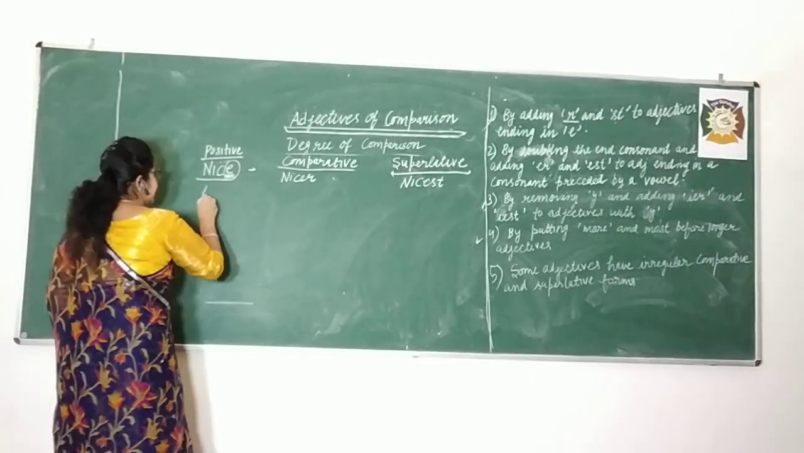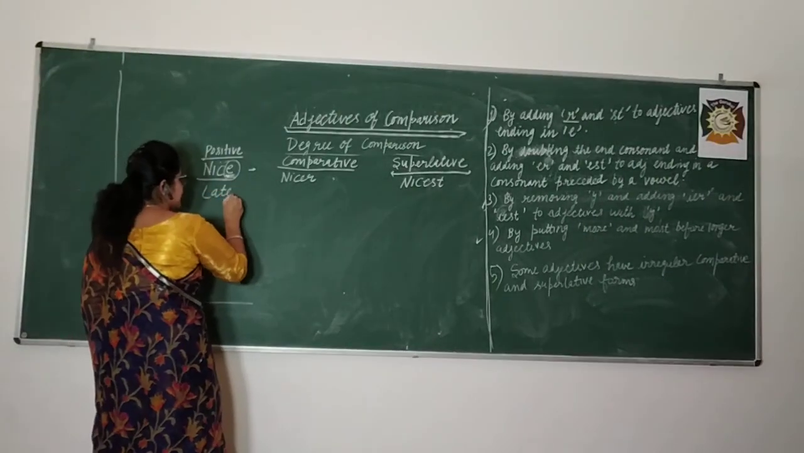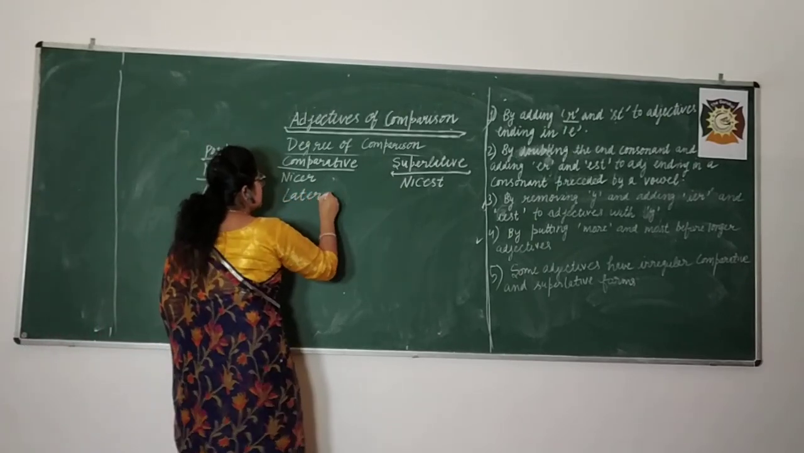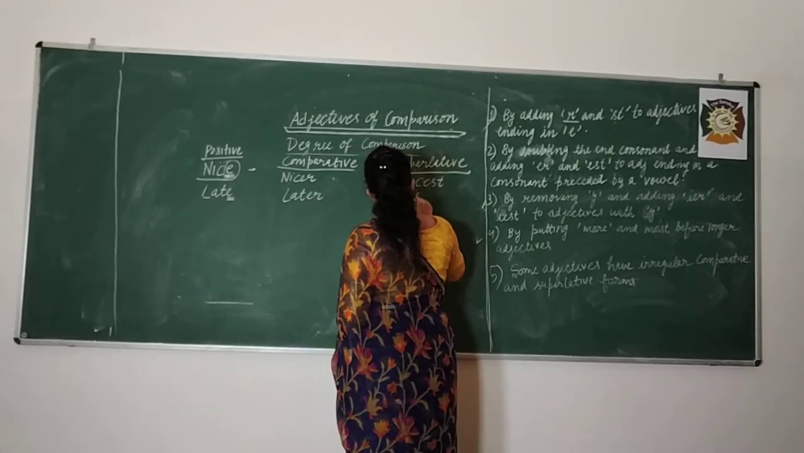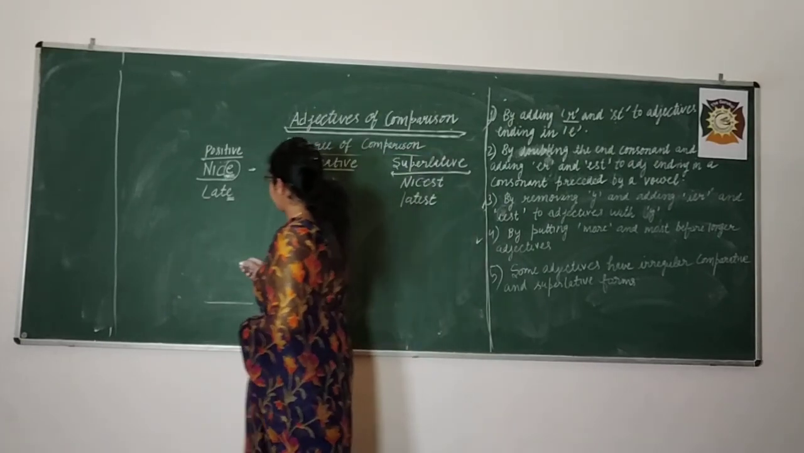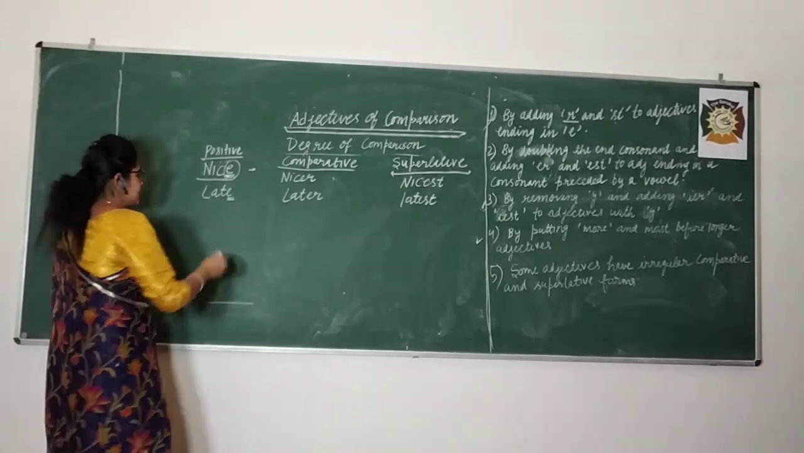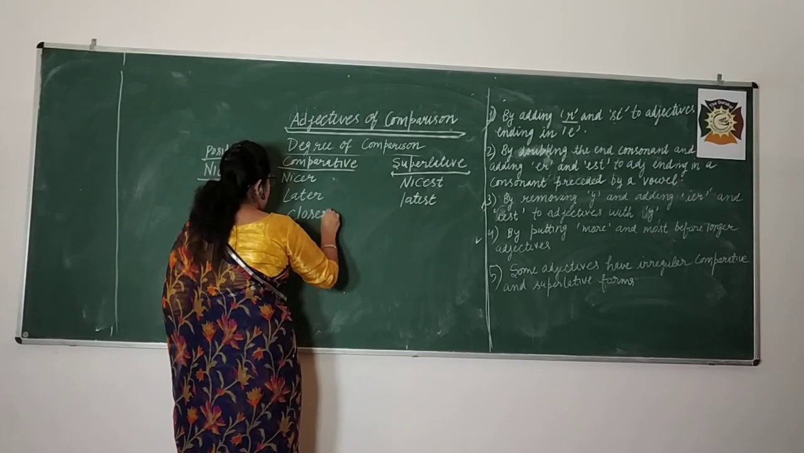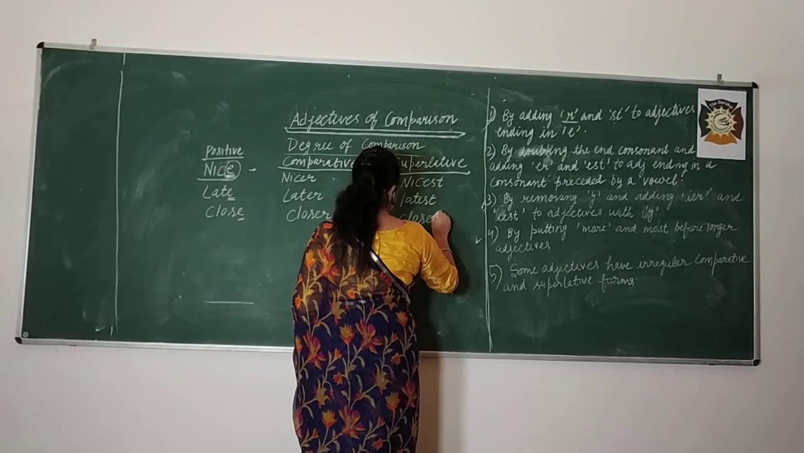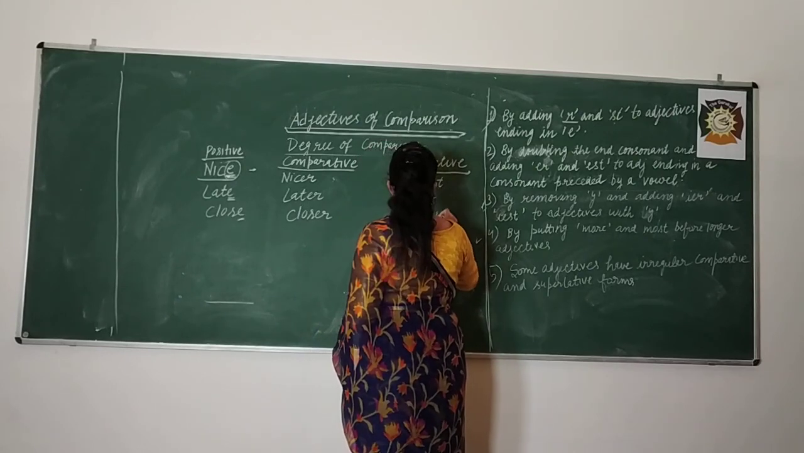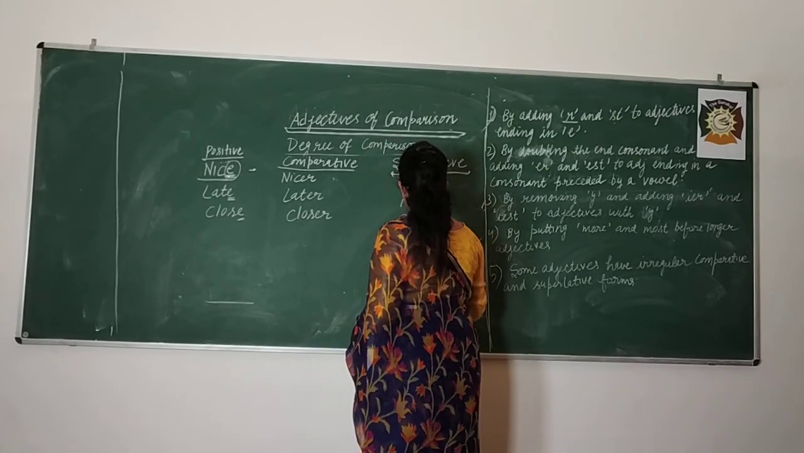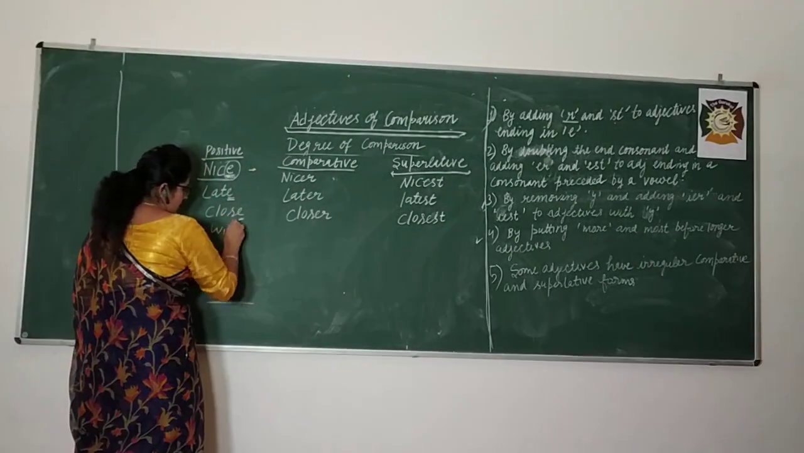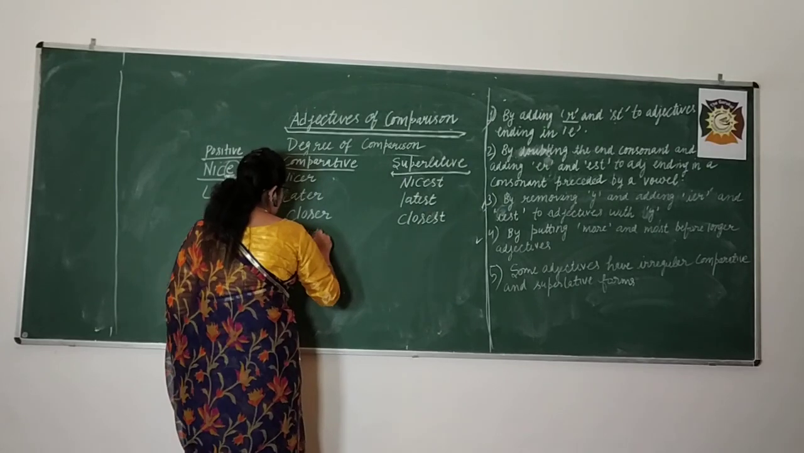Next is late, and it is also ending with E: late, later, latest. Third one is close, closer, closest. Wide, wider, widest.